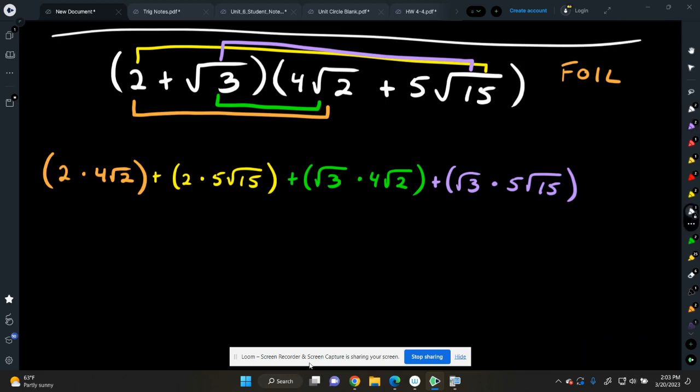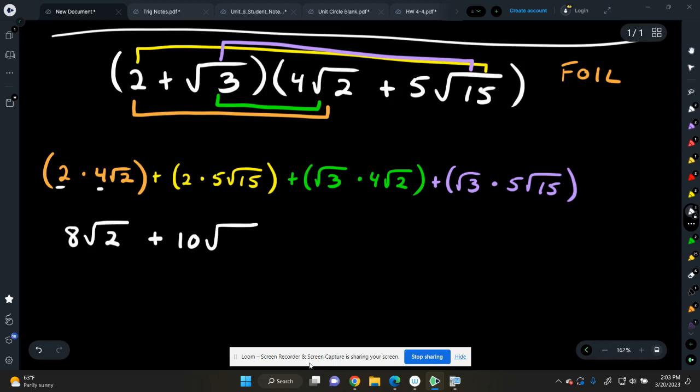So 2 times 4 root 2. So we multiply everything that's on the outside. So what's on the outside here? The 2 and the 4. So that's going to be 8. And the only thing inside is the square root of 2. Okay. Plus, what's this one going to be? 10 square root of 15. Now 15 factors as 5 times 3, so that's not going to simplify.